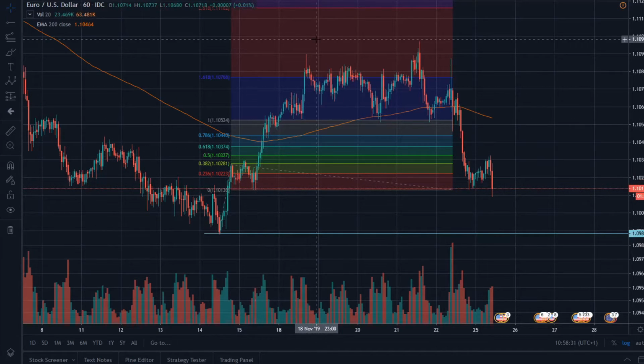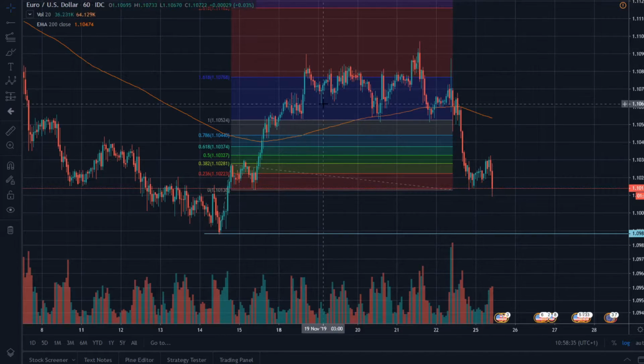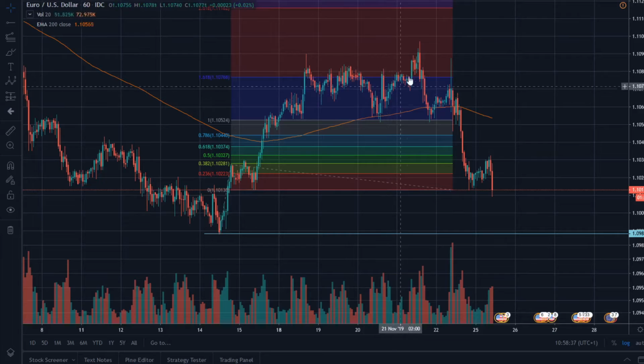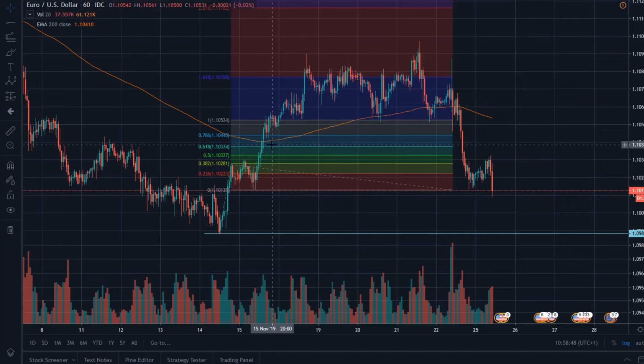So this cannot be the 3 in total, and this cannot be the 4. So A, B, C, 1, 2, no, this goes in price range of this. So this cannot be the 5 either. So essentially, you would have to rethink your count at this point.